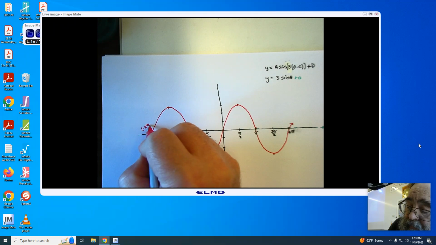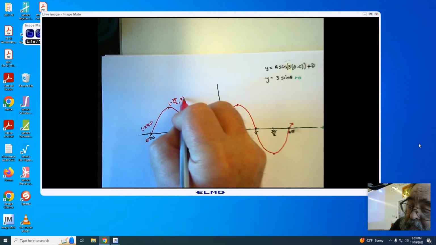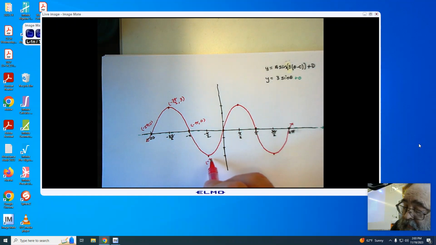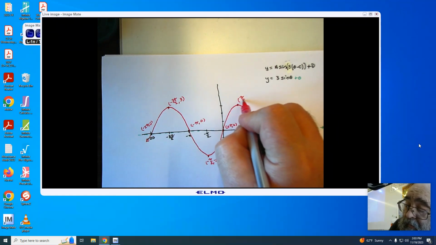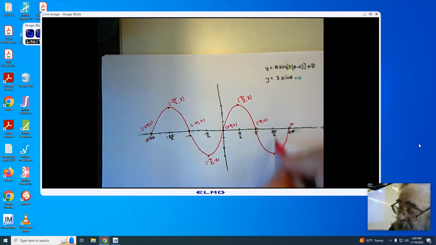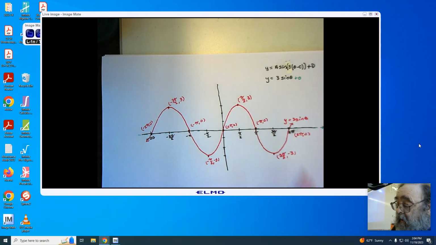Now, once I've got this, I'm now going to have to label all of my points. Negative 2 pi, 0; negative 3 pi over 2, 3; negative pi, 0; negative pi over 2, negative 3; 0 pi, 0; pi over 2, 3; pi, 0; 3 pi over 2, negative 3; and 2 pi, 0. This is now the sine, or the y equals 3 sine theta. And that's my function.